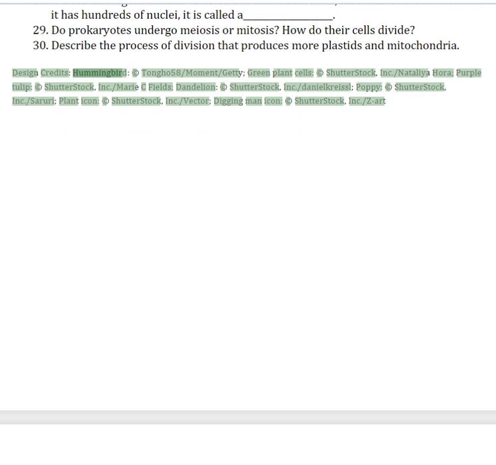Design credits: Hummingbird, Tongo 58 Moment, Getty; Green Plant Cells, Shutterstock Incorporated; Natalia Ora, Purple Tulip, Shutterstock Incorporated; Marie C. Fields, Dandelion, Shutterstock Incorporated; Daniel Kreisel, Poppy, Shutterstock Incorporated; Saryuri, Plant Icon, Shutterstock Incorporated; Vector, Digging Man Icon, Shutterstock Incorporated.